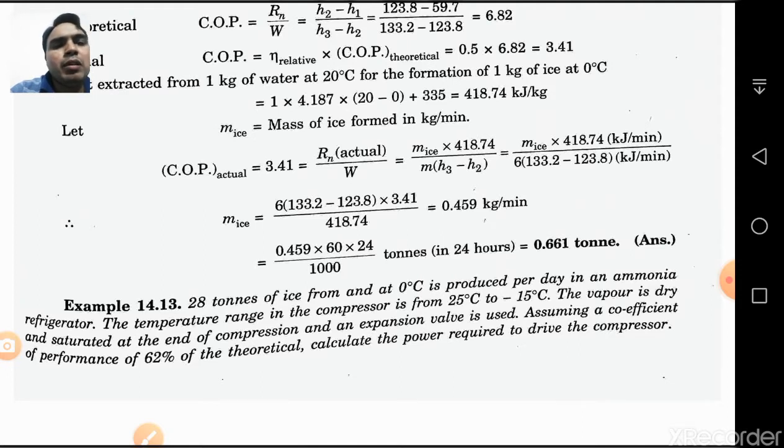So we have to find how much ice is generated in 24 hours. We have to calculate it in tons. You know that 1 ton is 1000 kg. So 0.661 ton is the ice formed in 24 hours. Okay, next question.